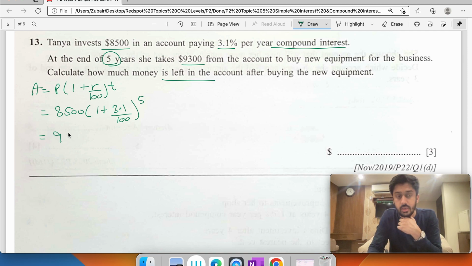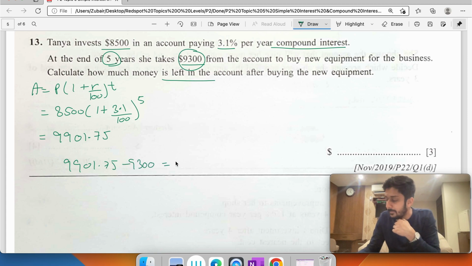She should have 9901.75 and she took away 9,300. So 9901.75 minus 9,300, and she's left with 601.75. If rounded, it is 601.76.